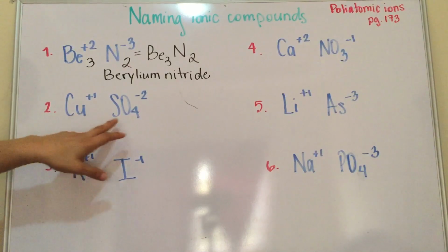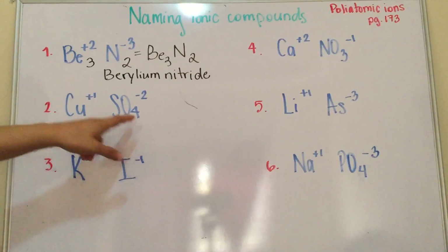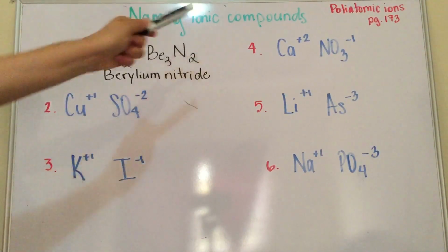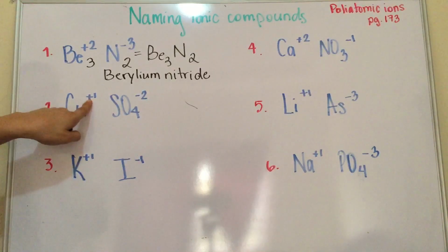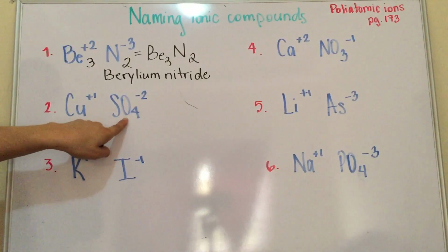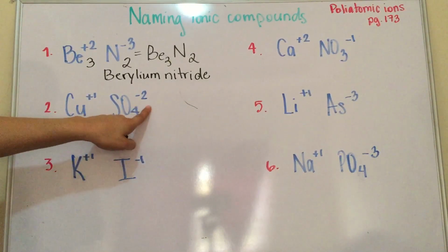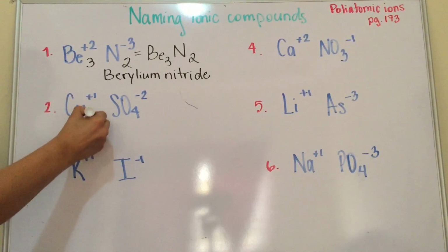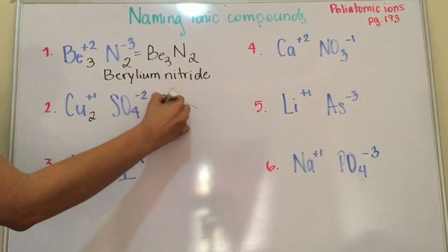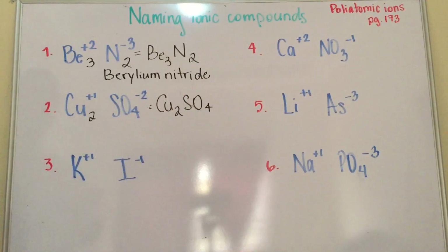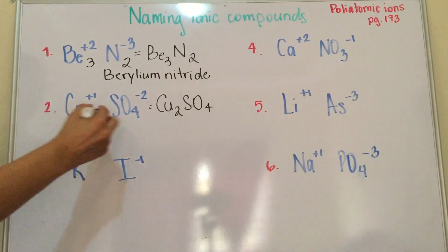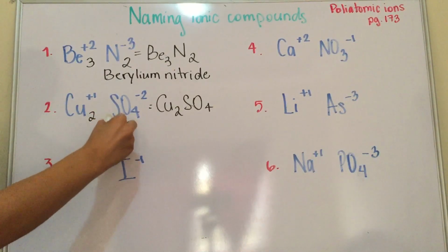Then we have copper, and SO4 is a polyatomic ion. Polyatomic ions are found on page 173. That means that they are nonmetals that are bonding together and they already have a charge. So we have copper with a charge of 1, and this right here is called sulfate, which has a charge of -2, so I just need to make copper a 2. So this is my chemical compound, Cu2SO4.